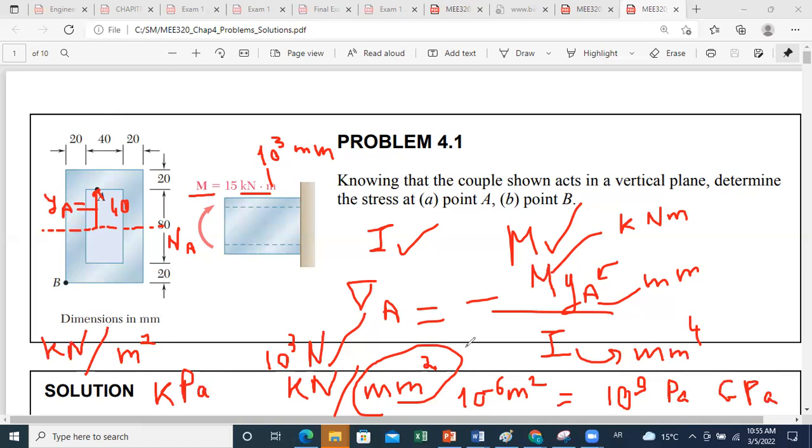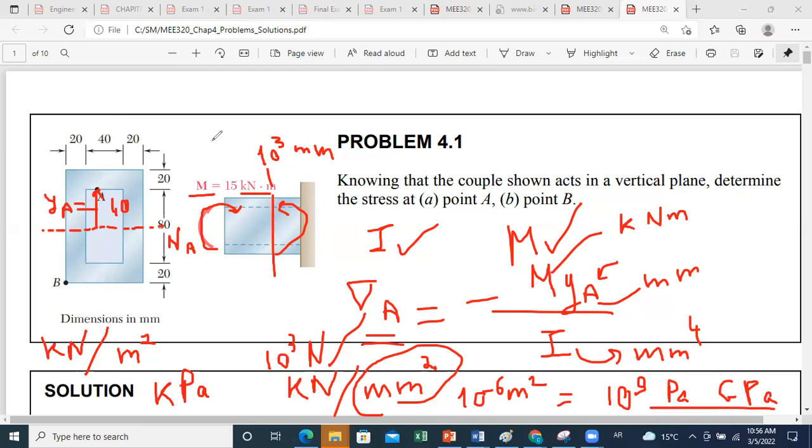Just pay attention to the conversion factors to know what the unit of your final result will be. Now, A here will be subjected to compression, because it's above the neutral axis and the moment is positive along Z. So it's compressing the upper part and putting the lower part in tension, since the bending moment is along positive Z. And then I expect to get a negative value for sigma A, since A is in compression.